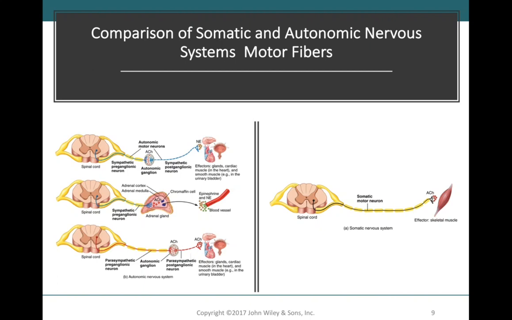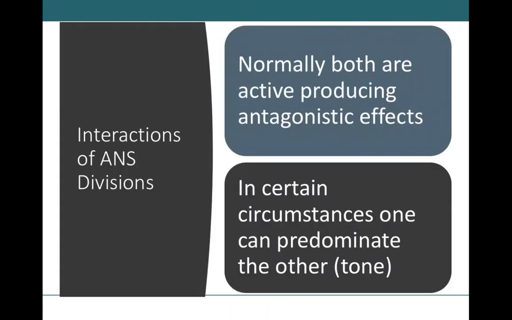So this is one of the reasons that I like this slide so much and encourage you all to use this slide to study, because from this slide we can infer a lot of information about sympathetic nerves compared to parasympathetic nerves. So we know that the sympathetic nervous system is our fight or flight division of the autonomic nervous system, and we know that the parasympathetic division is our rest and digest division of our autonomic nervous system.